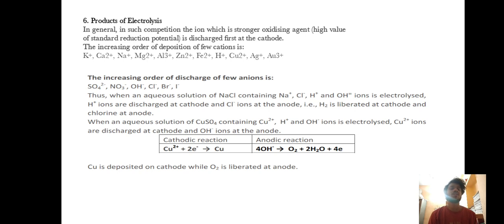And chlorine at the anode. When an aqueous solution of CuSO4 containing Cu²⁺, H⁺ and OH⁻ ions is electrolyzed, Cu²⁺ ions are discharged at the cathode and OH⁻ ions at the anode. The cathode reaction will be Cu²⁺ plus 2 electrons gives rise to Cu, and the anodic reaction will be 4OH⁻ gives rise to O2 plus 2H2O plus 4e⁻. Cu is deposited on the cathode while O2 is liberated at the anode.